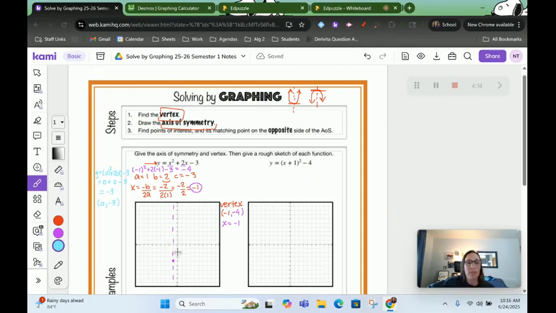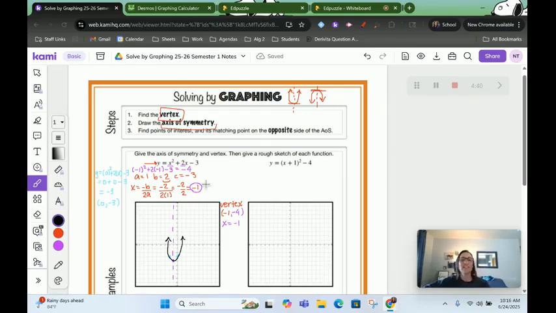So I'm going to go to 0, -3, which is right here. And then it's 1 away from my axis of symmetry. So I'm going to go 1 away from my axis of symmetry on the other side, and I'm going to put my other point. And 3 points is enough to graph a parabola because we already know the shape. Okay. These are technically rough sketches of our parabola.